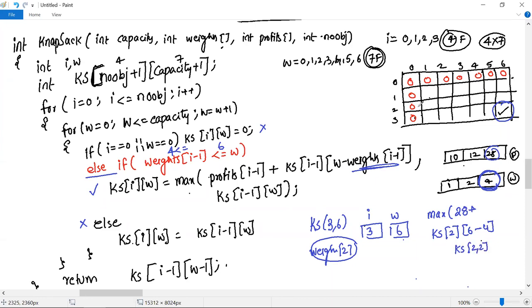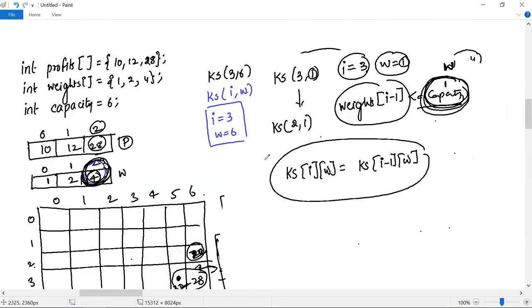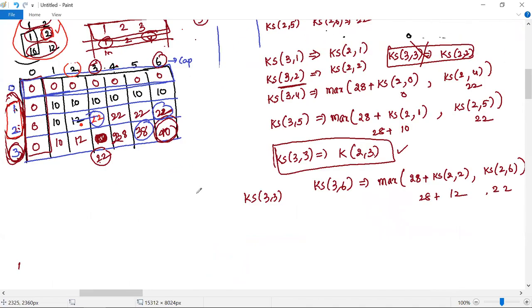Means I need to consider Ks of 2, 2, this value. Might be it will be 12. If I'm not wrong, it will be 12. Yeah, it is 12. This 12 plus 28 I'm adding, right? Yeah, this is what I'm doing. 2, 2, this value I'm adding. This value will be 40 and this value will be 22. We need to see that one also. We'll see that.